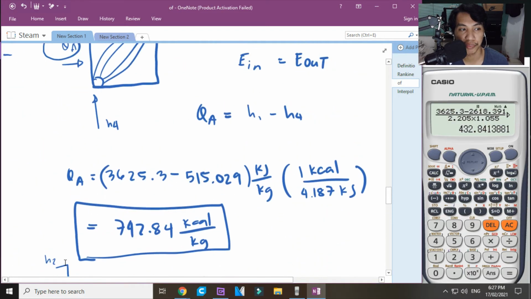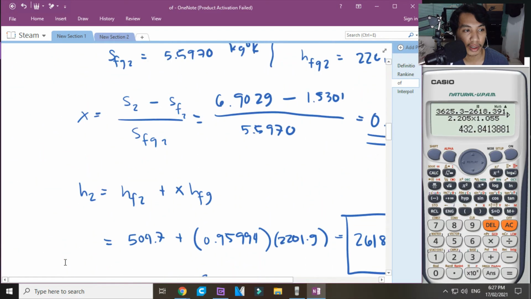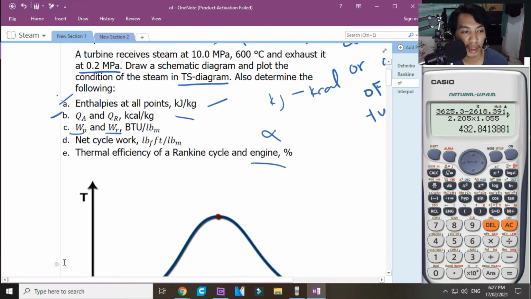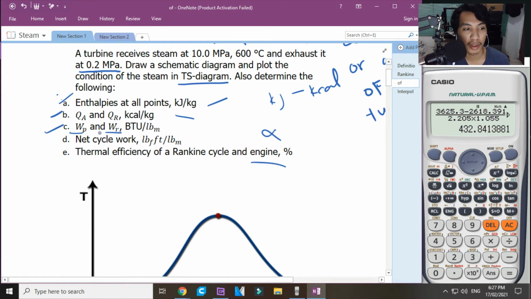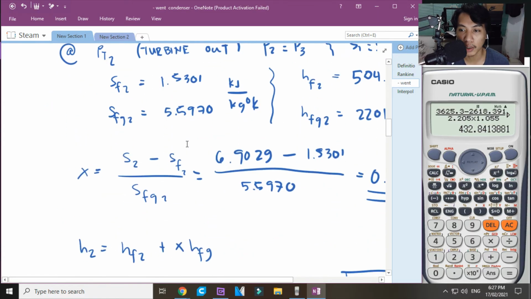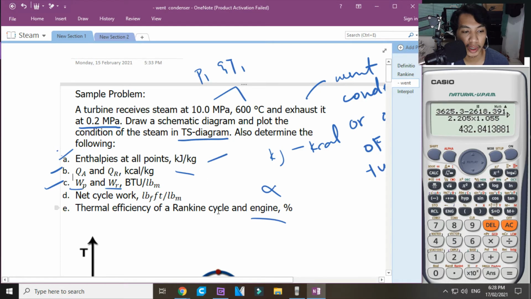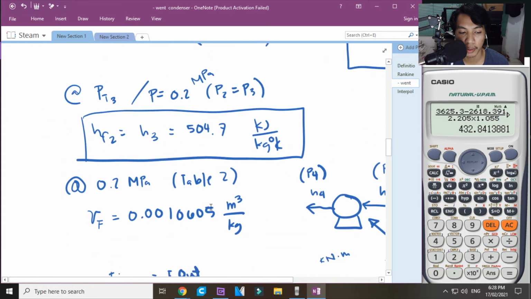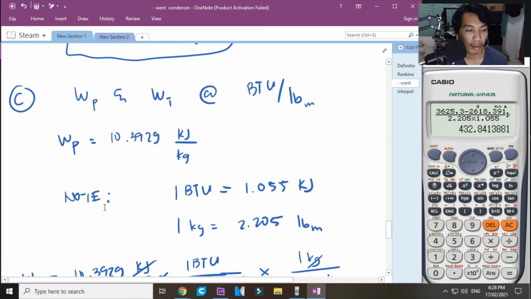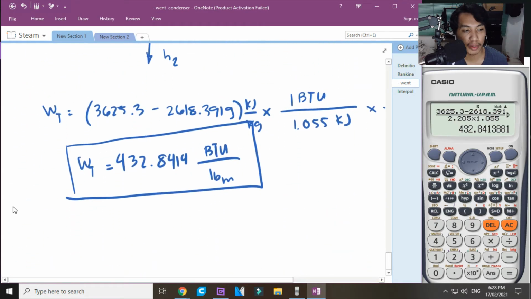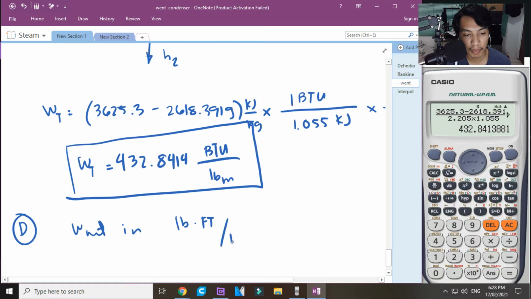Solve na natin siya for letter C. Medyo mahaba lang talaga. Net cycle work, work net. Minus na lang natin itong dalawa. Ano bang unit? Pound feet per pound mass. Since ang hinahanap ninyo is imperial units, work net in pound feet per pound mass. Pound force to eh.